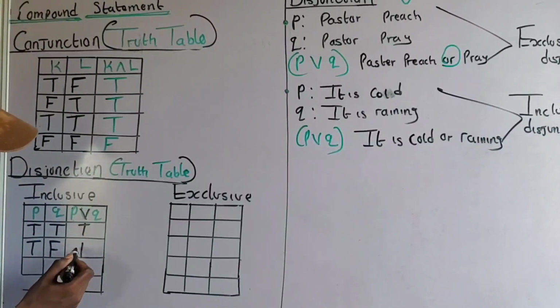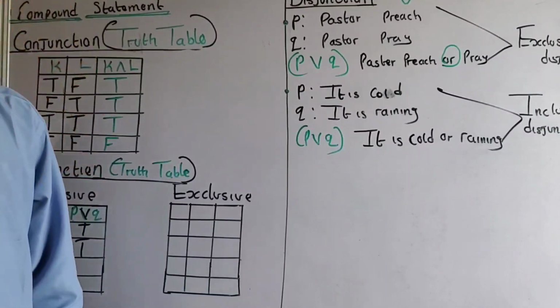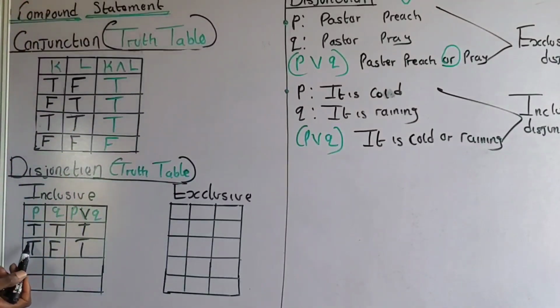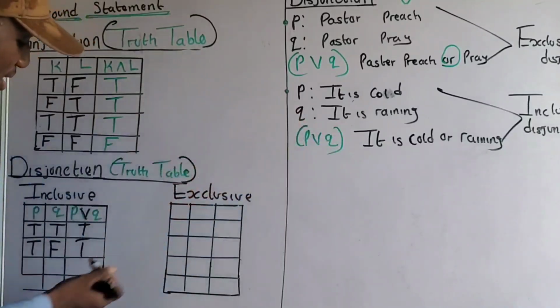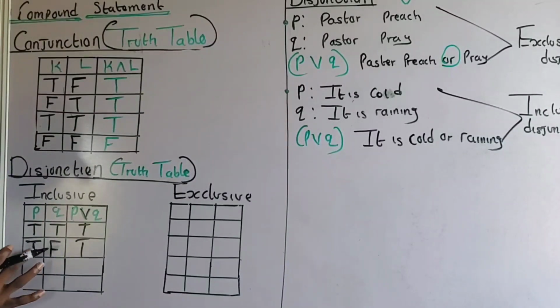The conclusion will also be true because I just gave you the definition that in inclusive disjunction, the conclusion is true when one or both statements are true. Are you getting it? So if it is cold, which is P, and it is raining, that means that the conclusion will be true, because in inclusive disjunction we have a conclusion that is true if both statements or one of the statements is true. So you can see that P is true here, while Q is false.